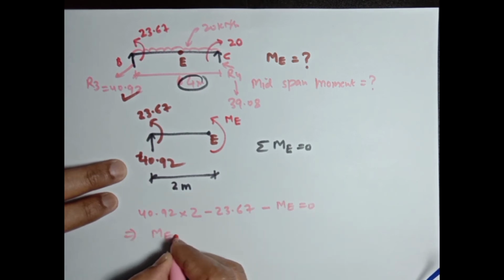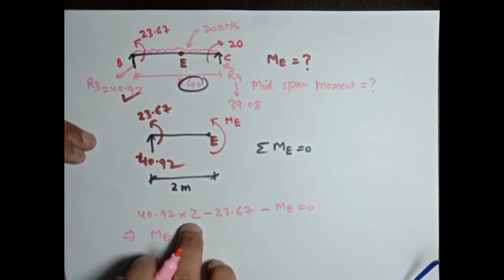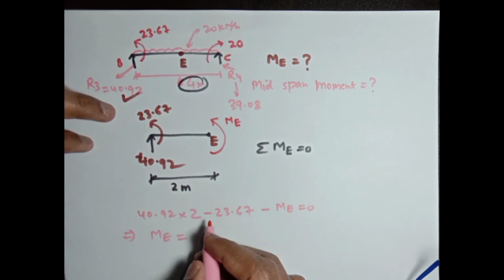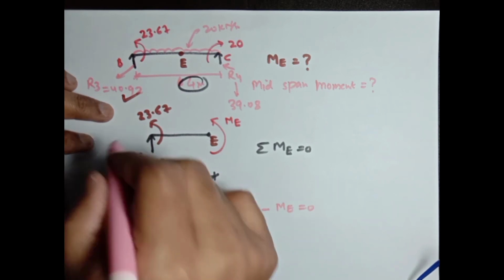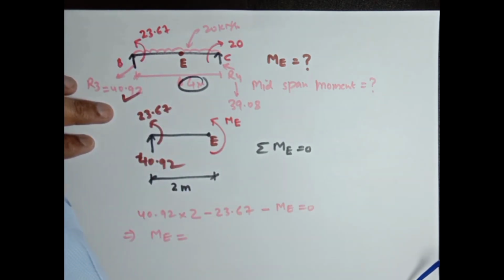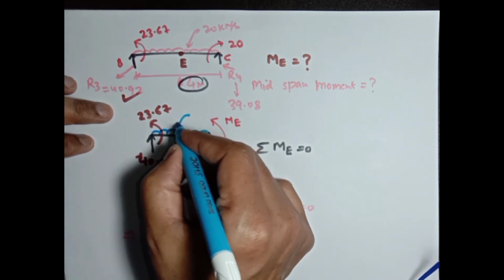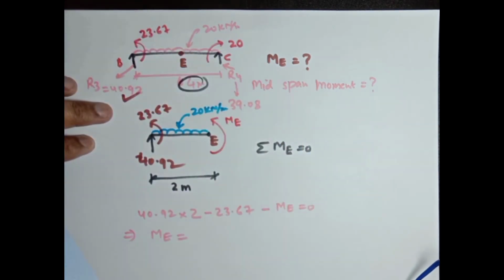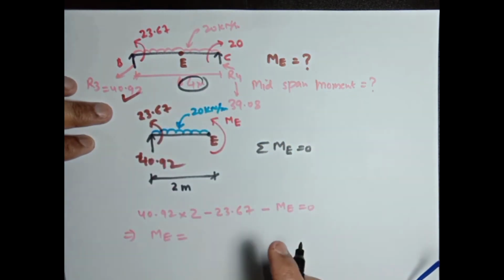So ME will be 40.92 multiplying with length 2 minus 23.67. We have left something here. We have missed that this length of the beam is loaded with a UDL of 20 kilonewton per meter length, that we have not shown here, and this is also creating an anticlockwise moment. This load is creating anticlockwise moment about this point E.